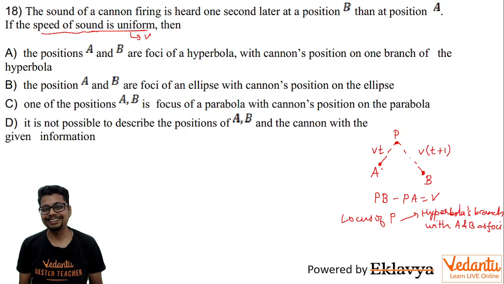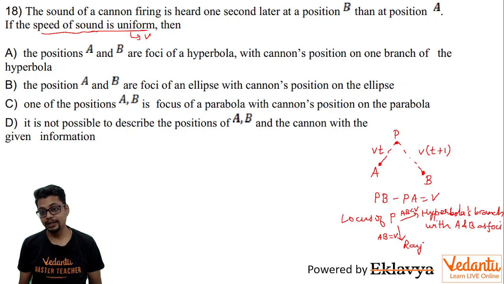It depends on the distance between these two points, A and B. Given that there is at least one such point where the cannon can be fired such that the sound reaches the position B 1 second later compared to position A, this is not the case of no locus. So there is another possibility of locus. If the distance between A and B is less than V, then a hyperbola's branch would be the locus of point P. But if the length AB is equal to V, then the locus of point P would be a ray.